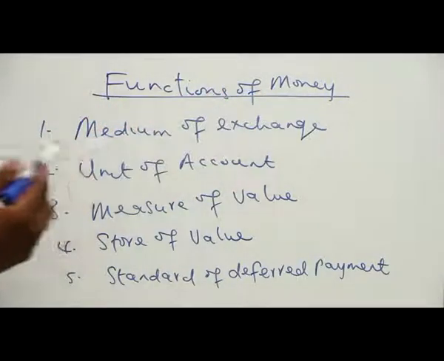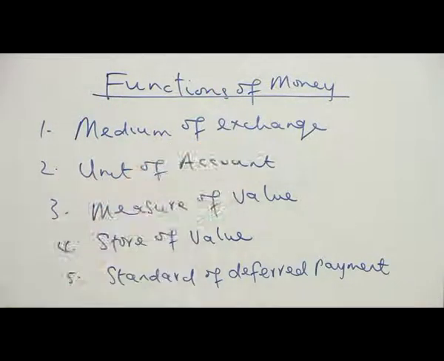Functions of money. Number one, medium of exchange. Money serves as a medium of exchange. That is, all commodities are exchanged for money, and you can also exchange money for commodities. So if a society adopts a thing, it can be a commodity, irrespective of whatever they take as money, then it serves as a medium of exchange.